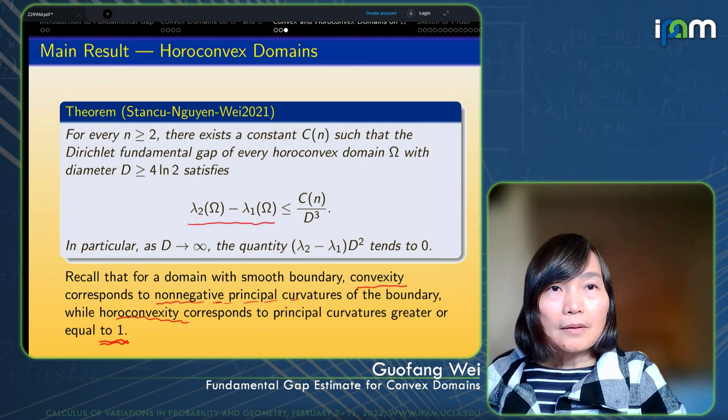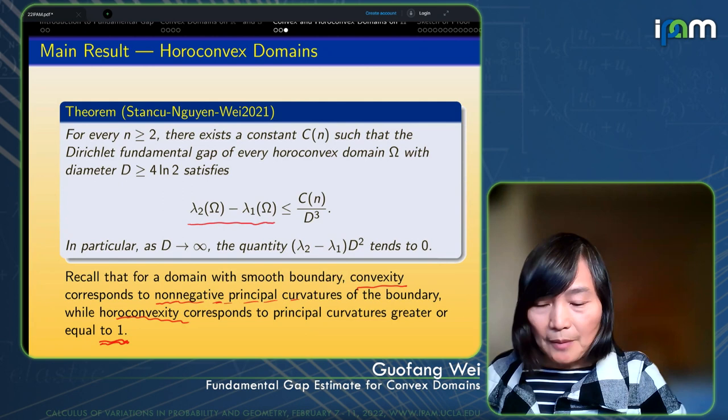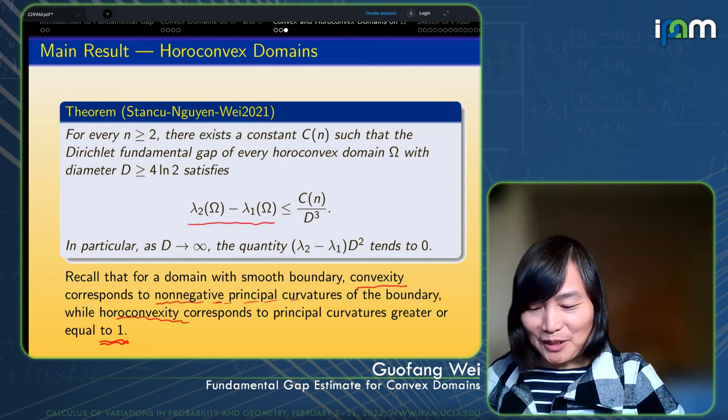In general, it says that the gap estimate in the hyperbolic space does not behave as much as you would think.